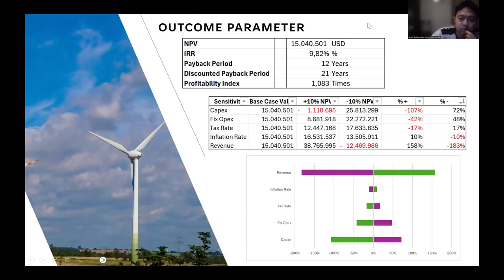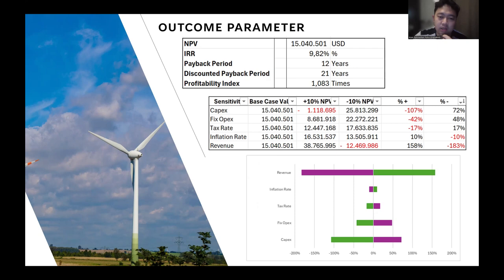Okay, this is the outcome parameter. We have a positive net present value of 15 million US dollars, and the IRR is 9.82%. Basically, the IRR equity is the same as the IRR project, because there is no loan payment or anything else from a third-party financier. This is fully equity.